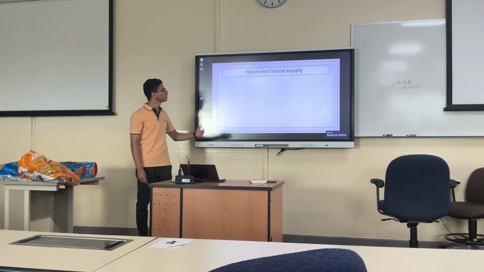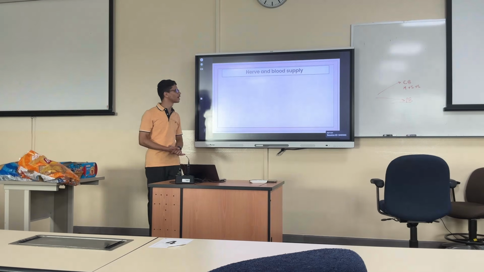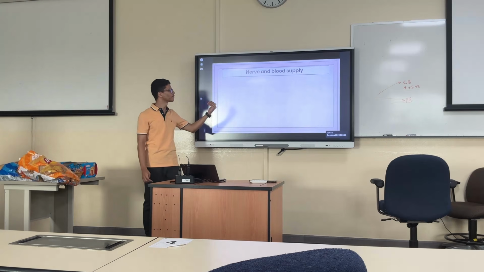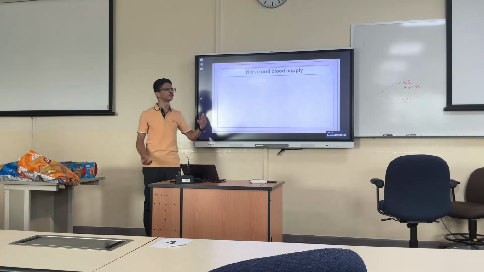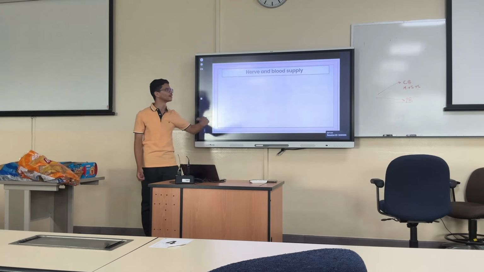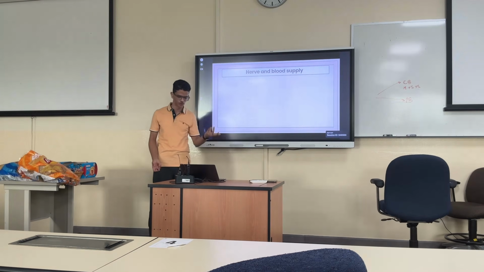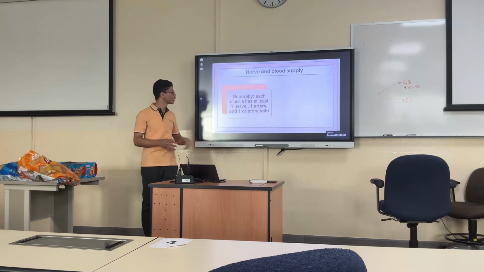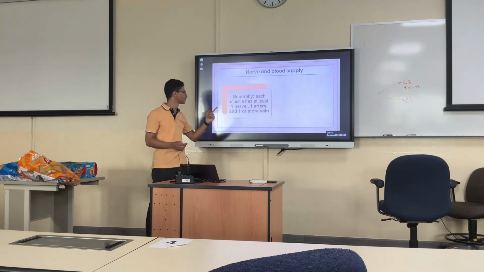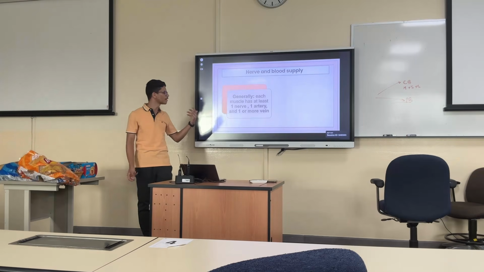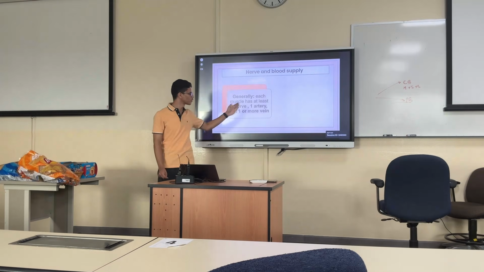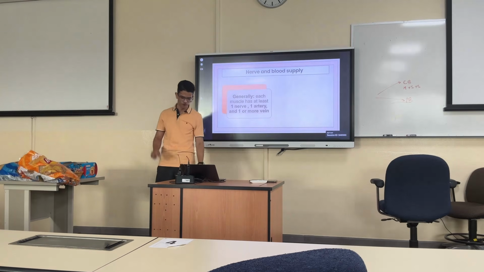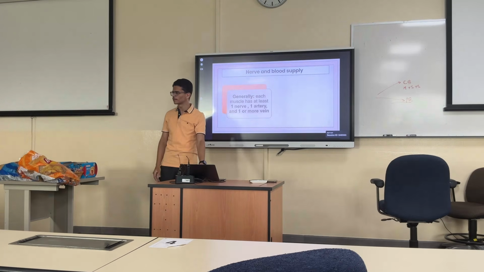Okay, so nerve and blood supply. Of course, you know that all of the body cells need to have blood supply so the oxygen reaches them, and also nerves, so the brain can control them. Generally, each muscle has at least one of everything: one nerve, one artery, and it can have one or more veins. For the veins it can have more than one, because veins usually tend to be smaller, so sometimes you need more than one.